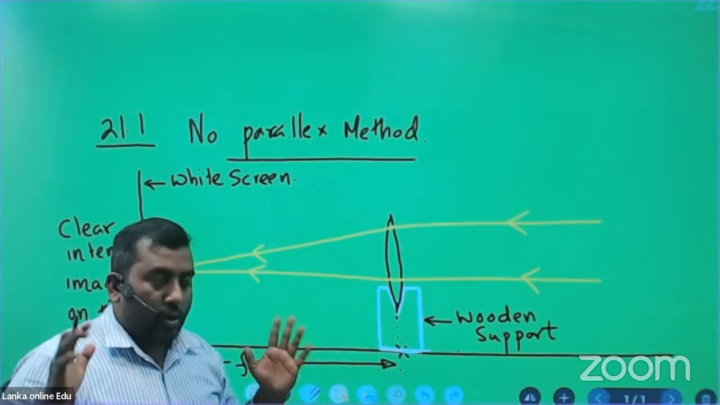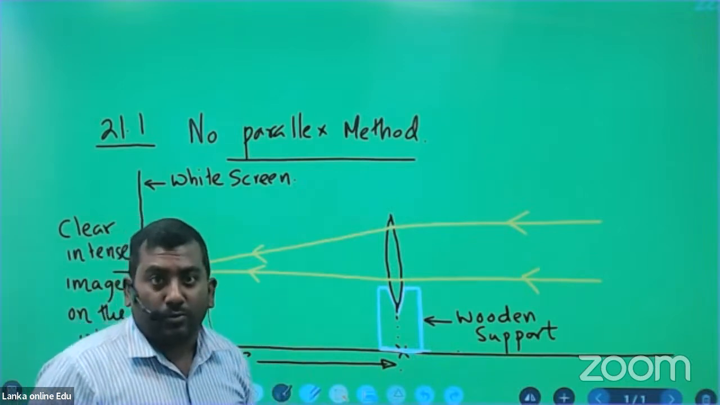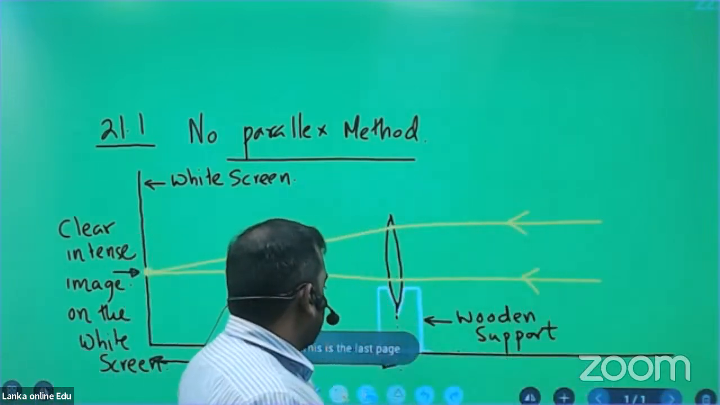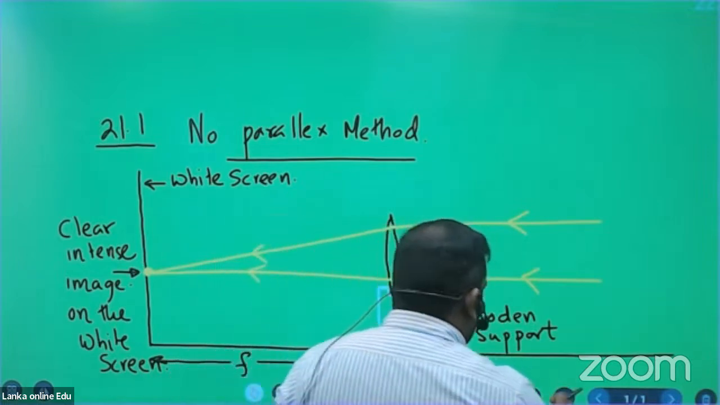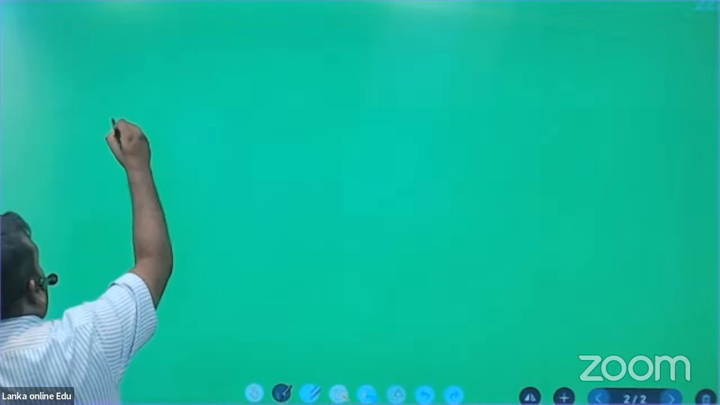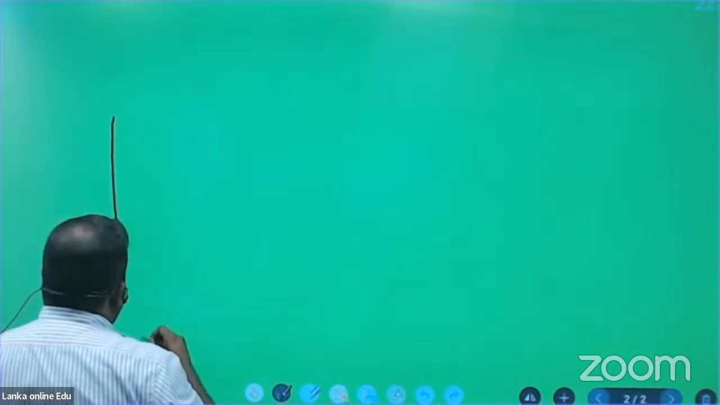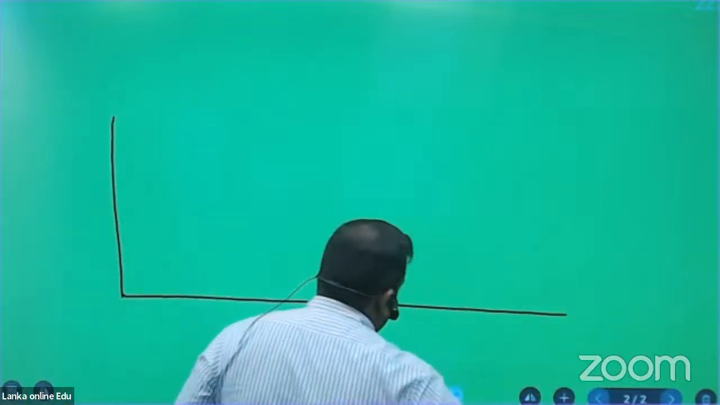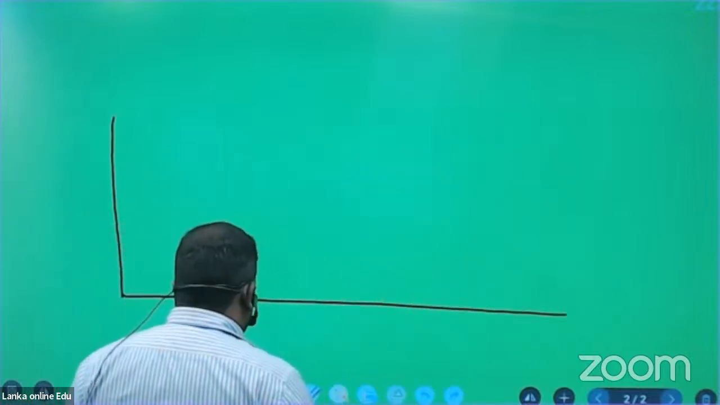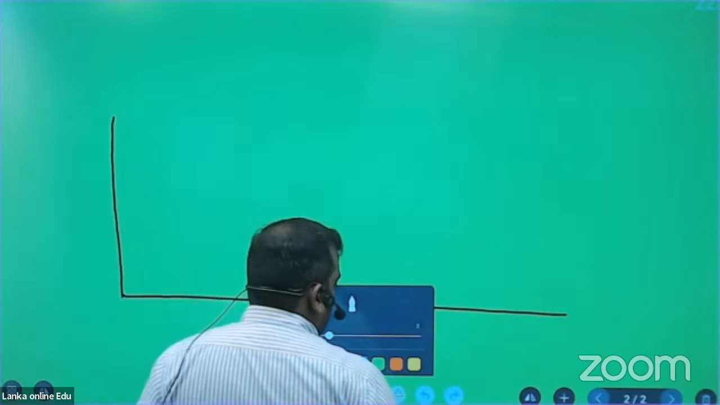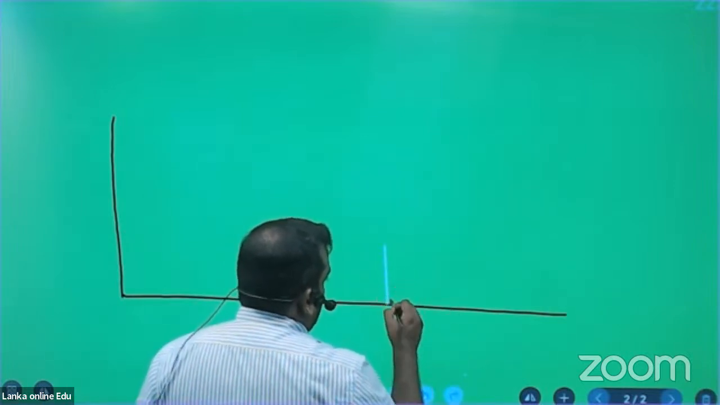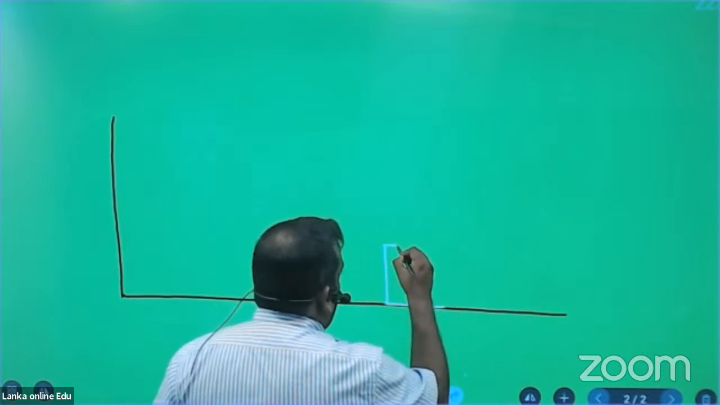Now, if you know the approximate focal length, then what should you do next? Look at this carefully. Now you have the white screen. So what you do is you now adjust the location of the wooden support.